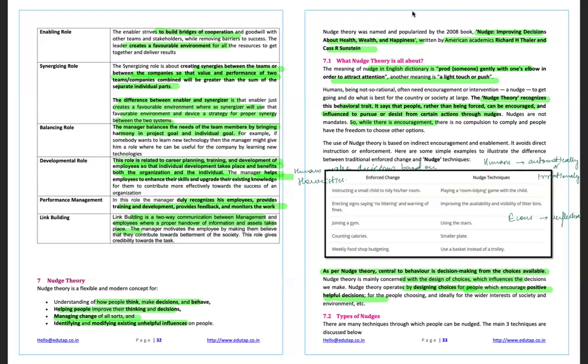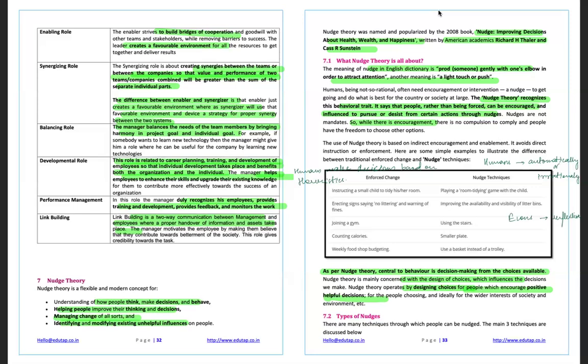It says that people, rather than being forced, can be encouraged and influenced to purchase and desist from certain actions through nudges. Nudges are not mandate. So while there is encouragement, there is no compulsion to comply, and people have the freedom to choose other options. The use of nudge theory is based on indirect encouragement and enablement. It avoids direct instruction on enforcement.